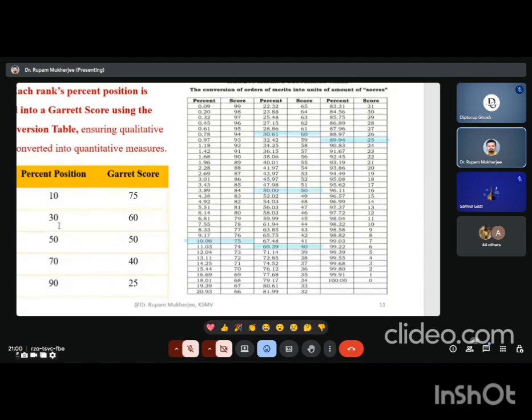Again, I search for 30. Then I am going down. You can check my cursor. There is 28.86, that is one value, and the second value is 30.61. These 2 values are close to 30, but which one is closest? 30.61. So that's why I have taken this value, and the Garrett score is 60. In this way, I have done everything. For 50, there is an exact 50 value in the percent position. For 50, the Garrett score is 50. So that's why I have taken 50.